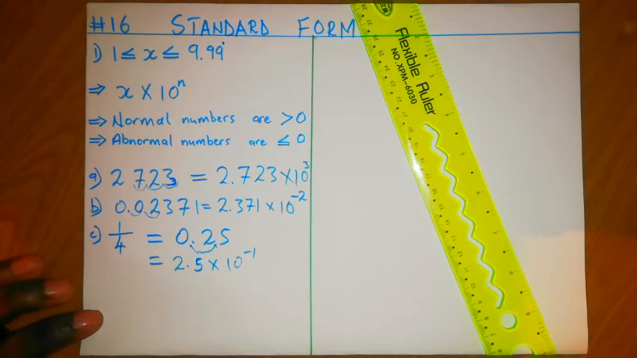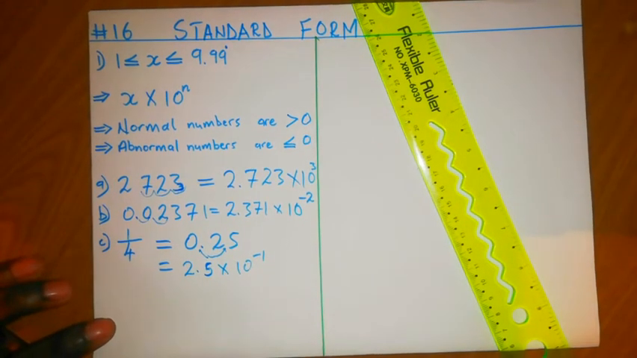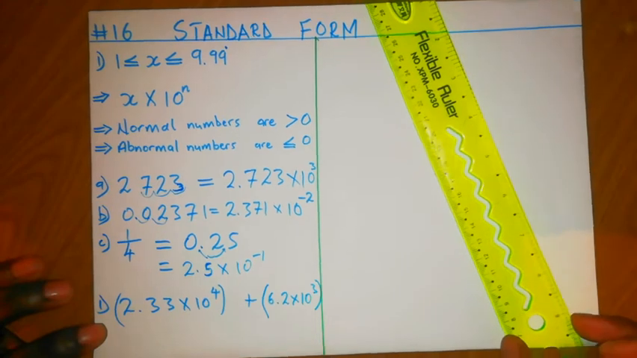Now let me take you to addition and subtraction of standard form. If you're doing addition and subtraction of standard form, you will never add or subtract unless you convert everything into ordinary form. So you're supposed to first convert everything into ordinary form. Let me give you an example. So there is our example.